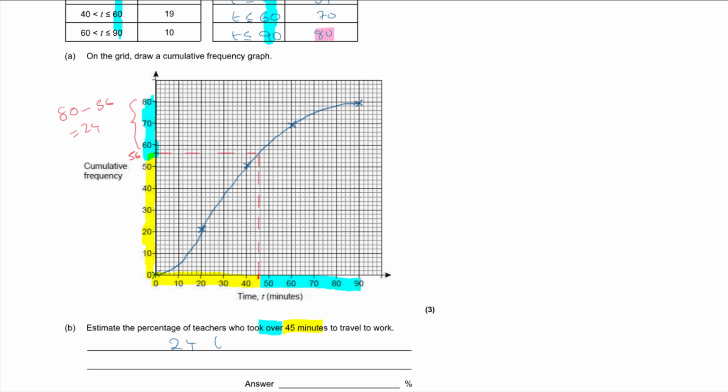So 24 teachers. I think it wants us in a percentage form here. Estimate the percentage of teachers. So if there are 24 teachers and there are 80 teachers altogether, then the percentage is going to be 24 over 80. Then how is it written as a percentage? 24 over 80 times 100. 24 divided by 80 times 100. I make that 30. That's 30%.